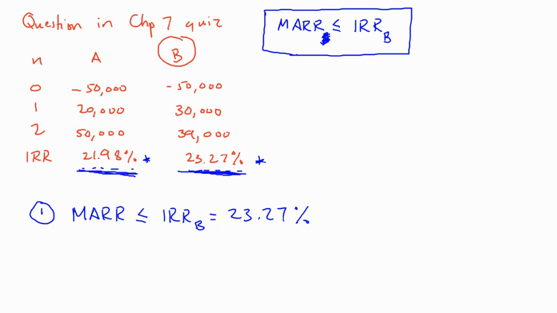Okay. Is the first part clear at least, that the MAR has to be less than the IRR of B? That point is clear, yes.